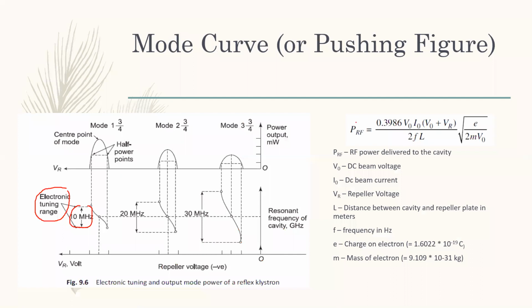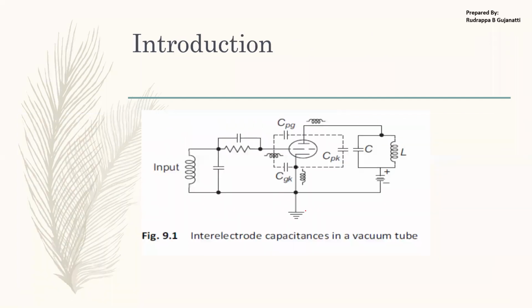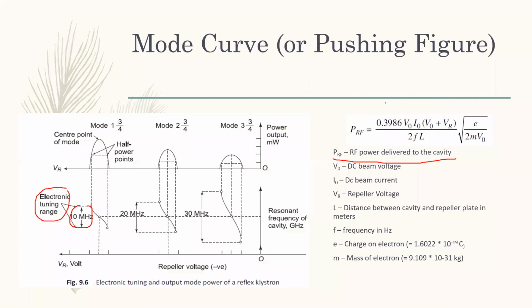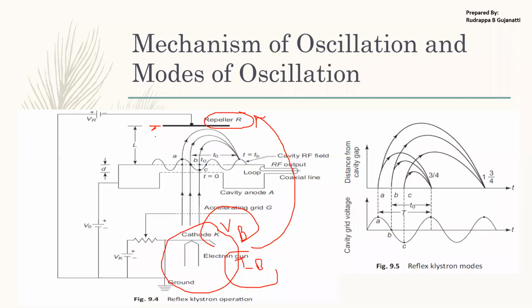So here, what will be the RF power which is delivered to the cavity? We had discussed this one, right? What will be the RF power delivered to the cavity? It will all be dependent on V naught, which is the beam voltage, I naught, which is the beam current, then the repeller voltage VR, and the length, that is the distance between the cavity and the repeller plate. So what is this? It is this part. This length L is the distance between the cavity and the repeller plate.